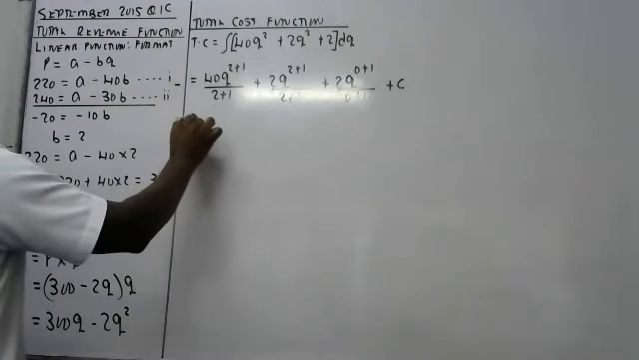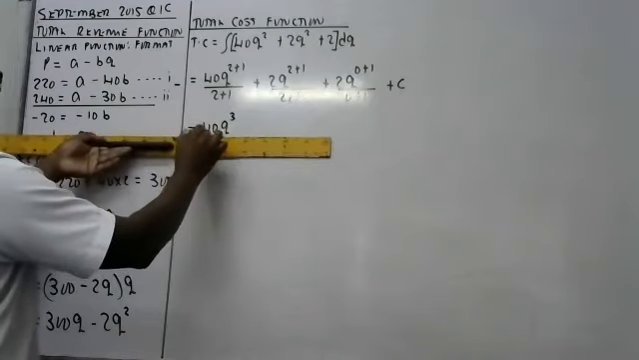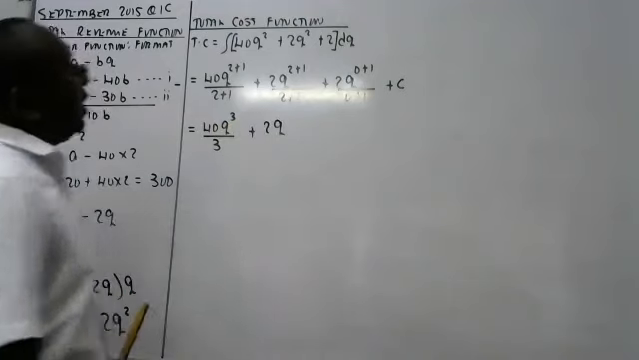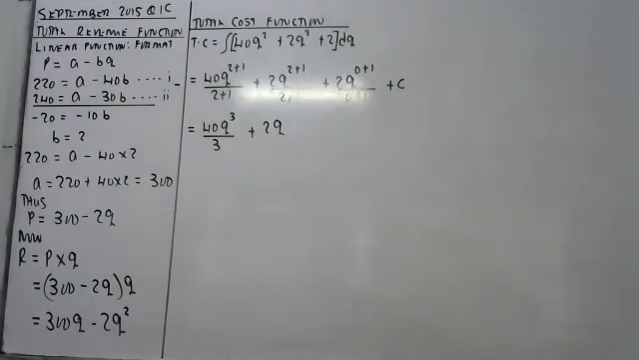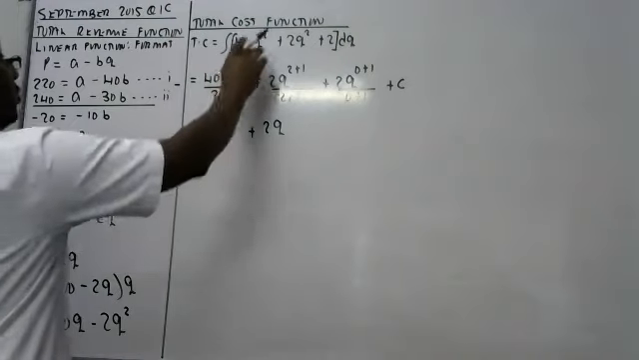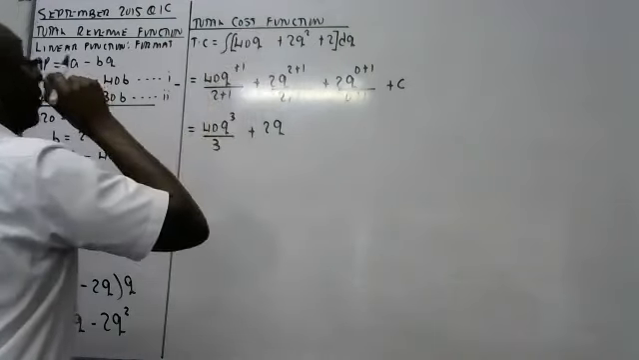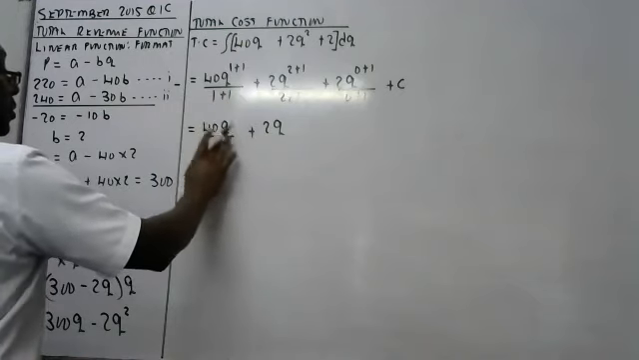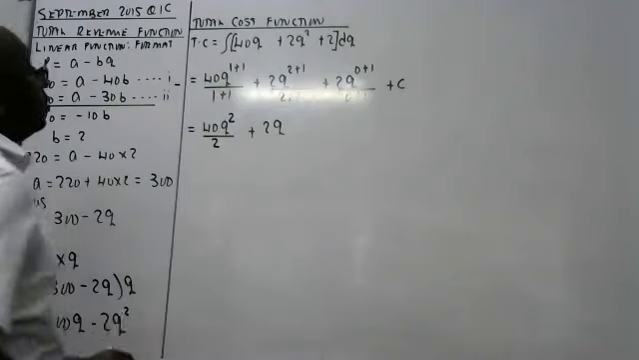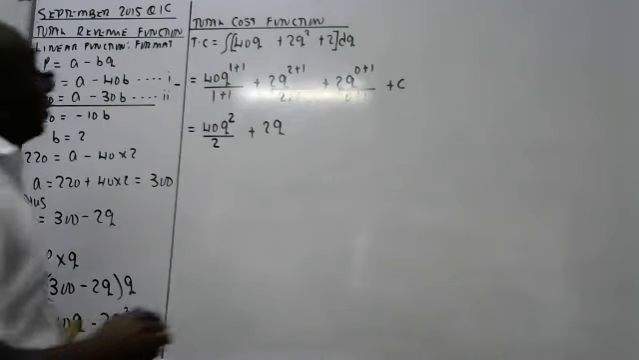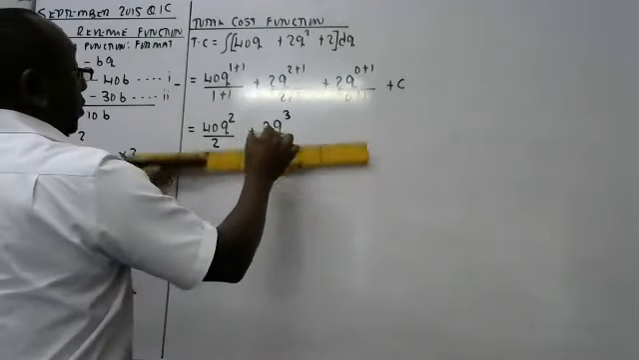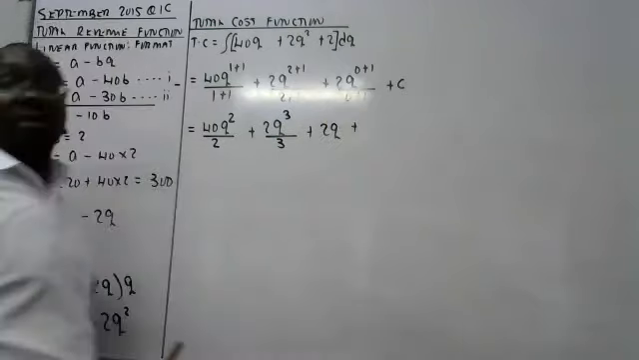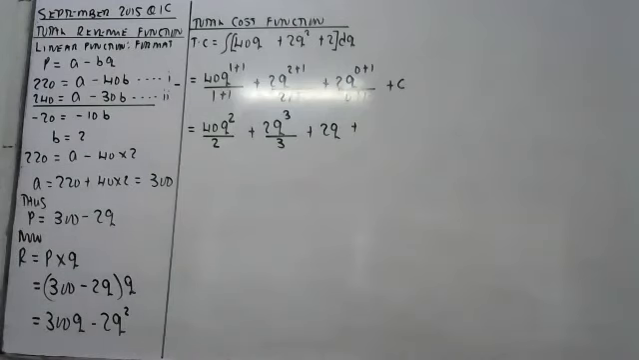So this becomes 20Q squared, plus 2Q cubed divided by 3, plus 2Q, plus C. Actually, the original function is 40Q, so integrating gives 20Q squared. Now C is the fixed cost, which you have seen is 5.